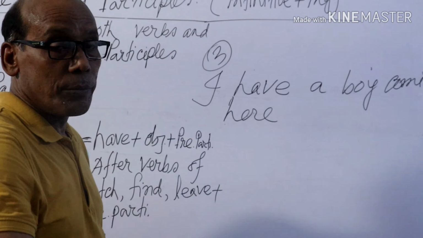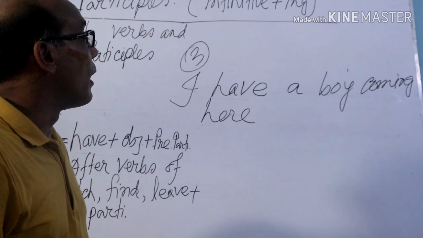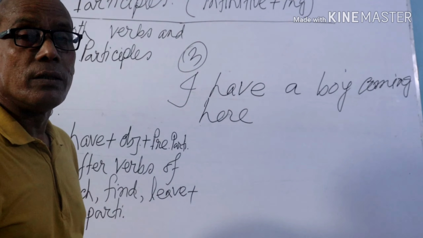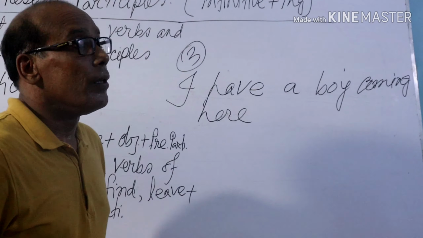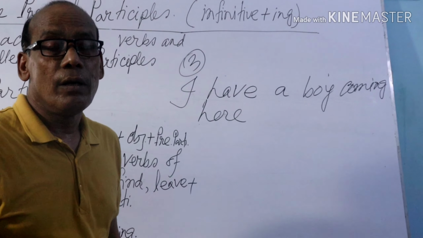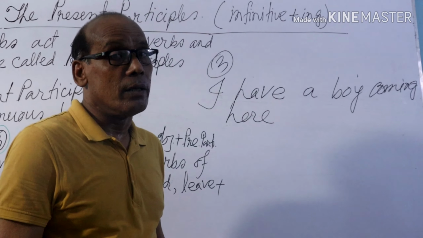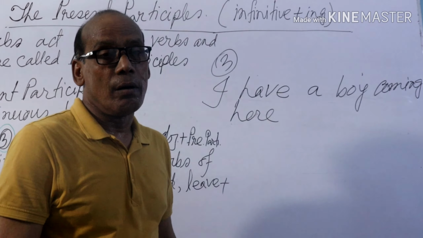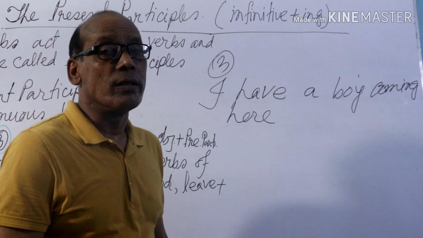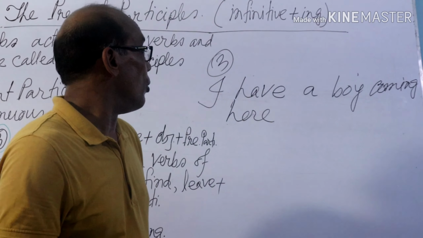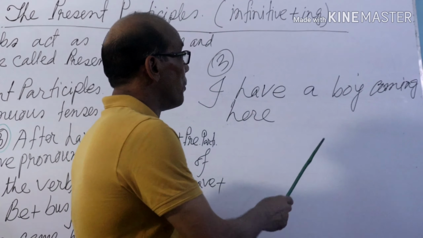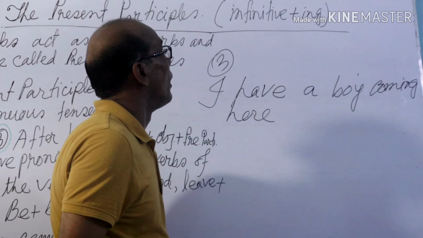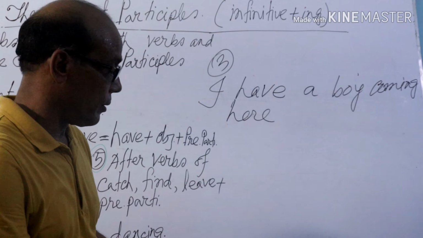Another example may be, he had them dancing. He had them dancing. That means he inspired them to dance, or he taught them to dance. In this way, we may use the present participle after have plus object.